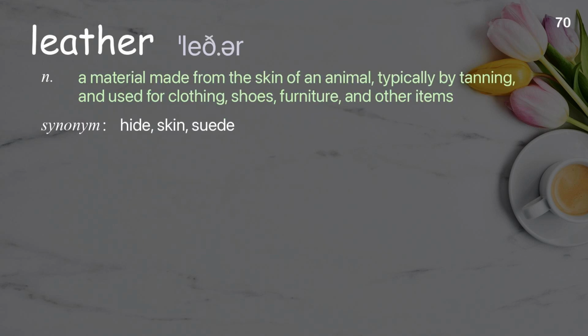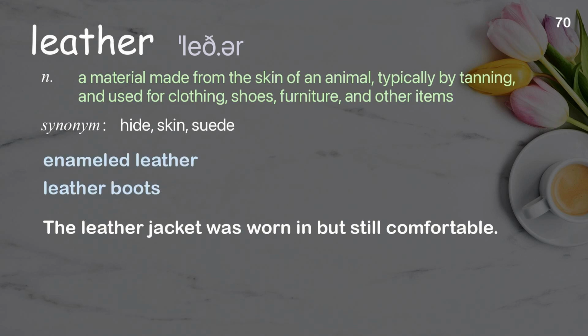Leather. A material made from the skin of an animal, typically by tanning, and used for clothing, shoes, furniture, and other items. Examples: enameled leather, leather boots. The leather jacket was worn in but still comfortable.